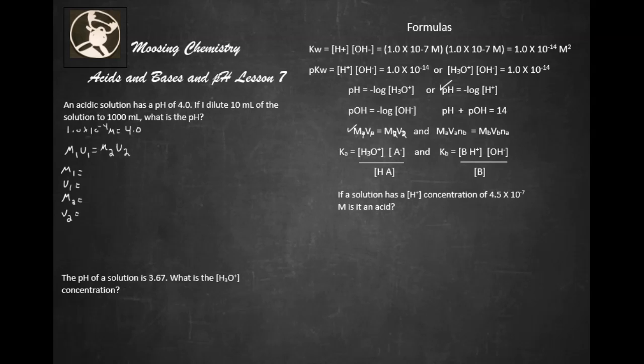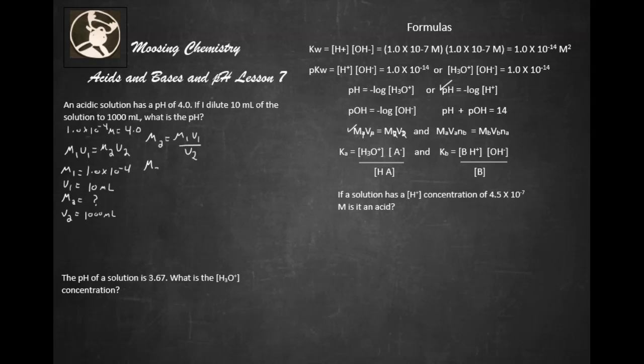Alright, so what do we know? We know our original concentration is 1.0 times 10 to the negative 4. Our original volume was 10 milliliters, and our new volume is 1,000 milliliters. So we were looking for the new molarity. This guy right here. So we're going to isolate for M2. So M2 equals M1 V1 over V2.